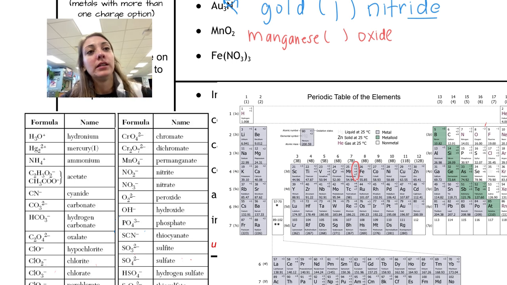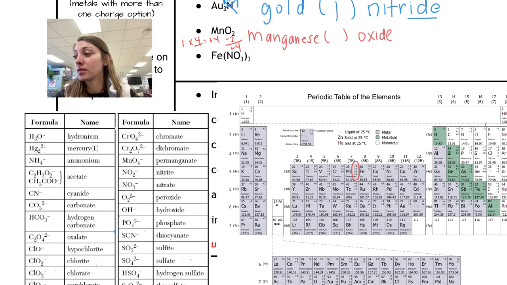Can we reverse crisscross on this one? If this was a +2, I don't know, that makes it harder for me. I don't know that reverse crisscross is a great idea, honestly. Let's think about it this way. Oxygen has a -2 charge, and I have 2 oxygens. So that means I must have a total negative charge of -4. Manganese, there's only 1 manganese. It's going to have to equal +4, so that must mean that that 1 manganese has a +4 charge.